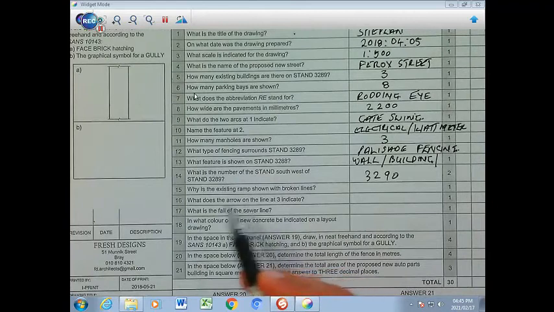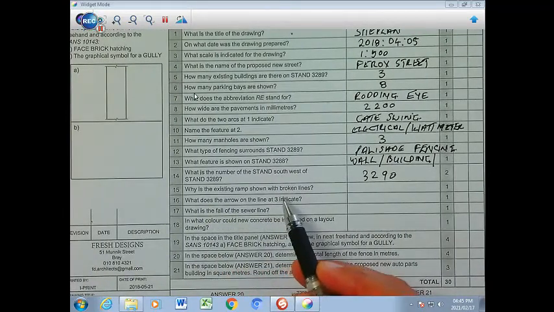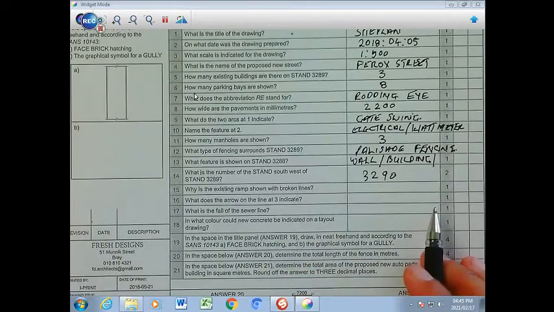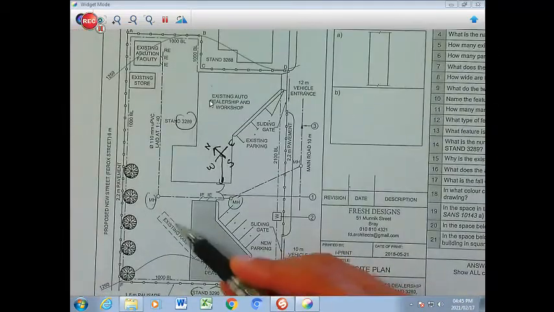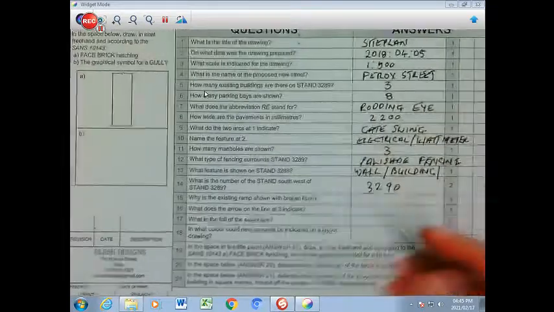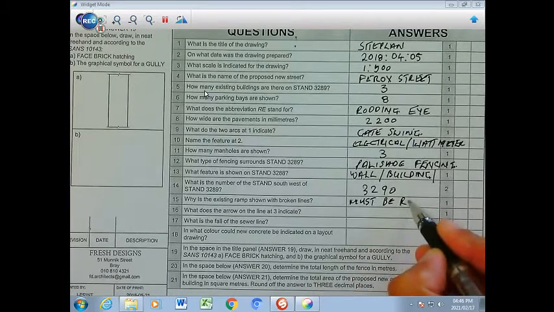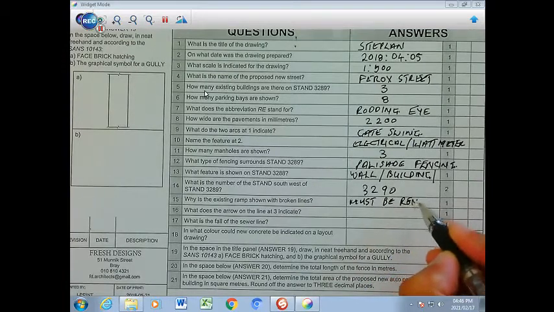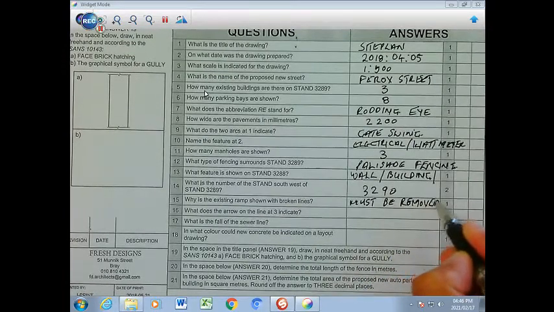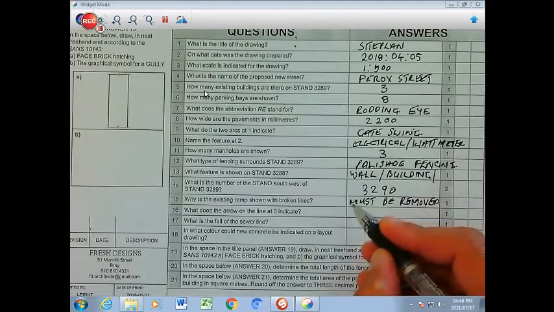Looking at number 15, why is the existing ramp shown with broken lines or dash lines? In other words, there is the existing ramp shown in broken lines or dash lines, and that means that it needs to be removed, must be removed. So must be removed or demolished or taken away. Those are all answers acceptable for number 15.